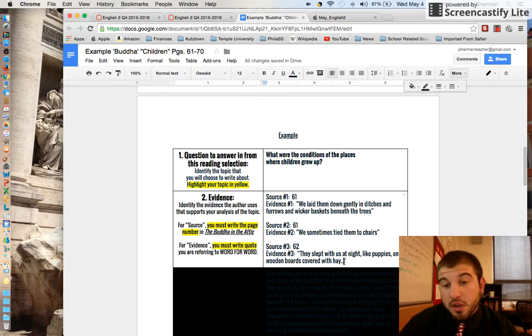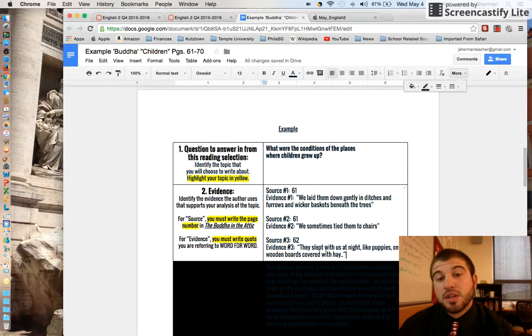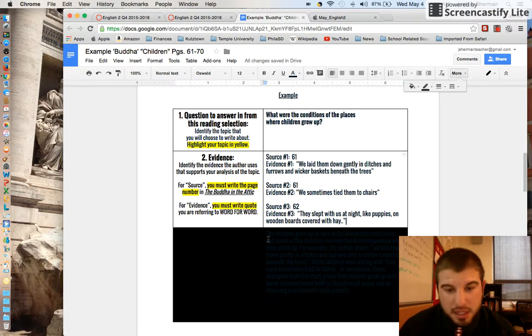This was the women talking about the children, but it says they slept with us at night like puppies on wooden boards covered with hay. So that doesn't sound like they're living in the most comfortable conditions. So all of this is helping me realize a lot about what's going on in the reading.